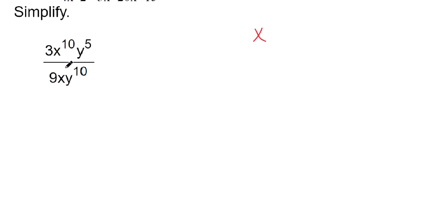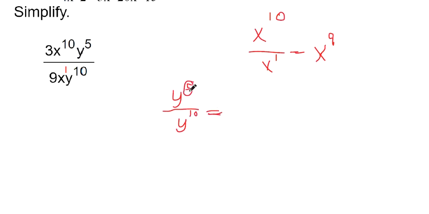And just remember, if no power is written, it's a power of 1. So I'm just doing this off to the side. X to the 10th over x to the 1st, that makes x to the 9th, because those powers subtract. Okay? And then do the same thing with y. You have y to the 5th over y to the 10th. So subtract, and remember the order of subtraction matters. It's 5 subtracted by 10, that makes negative 5.